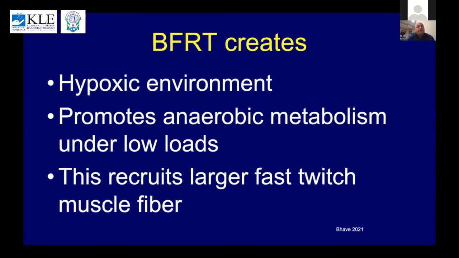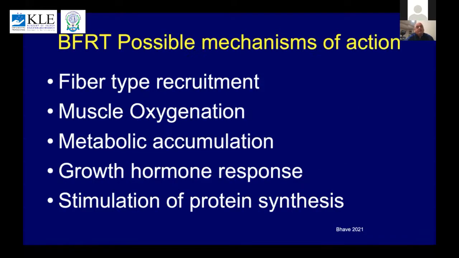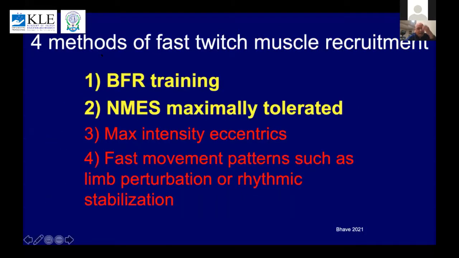And why does it work? Because it has a hypoxic environment, it promotes anaerobic metabolism. And for me, this is the most important thing: how do you get the fast twitch muscle to activate? You use either BFR training or NMES at maximally tolerated intensity. So that's our go-to method, because you really can't do max intensity eccentrics or fast movement patterns such as limb perturbation or rhythmic stabilization in the early postoperative period.